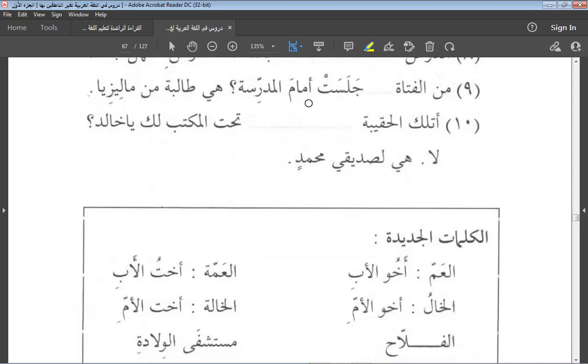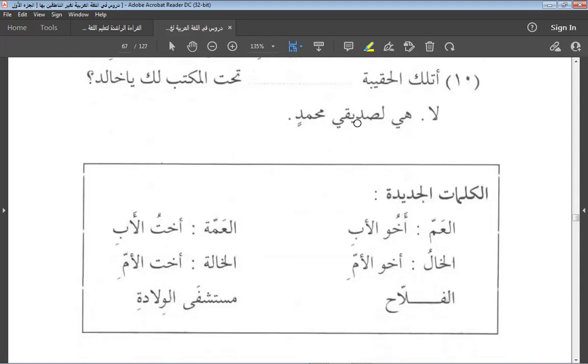Who is the girl that sat before the teacher? هي طالبة من ماليزيا. She's a student from Malaysia. تلك الحقيبة التي تحت المكتب لك يا خالد. Is that bag under the table for you, oh Khalid? لا, هي لصديقي محمد. It is for Muhammad.